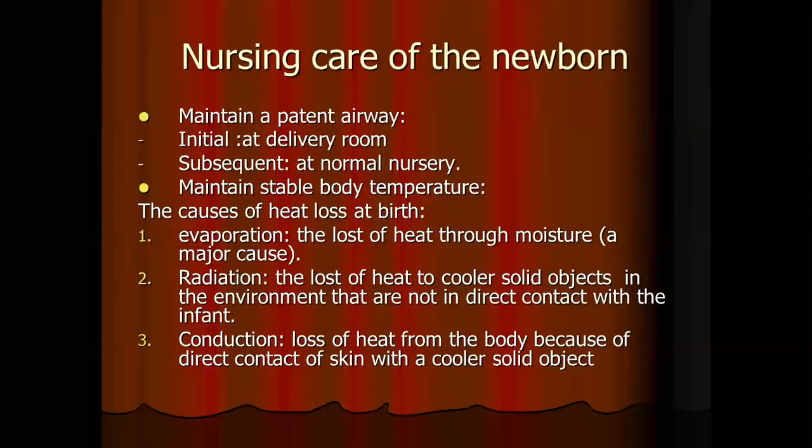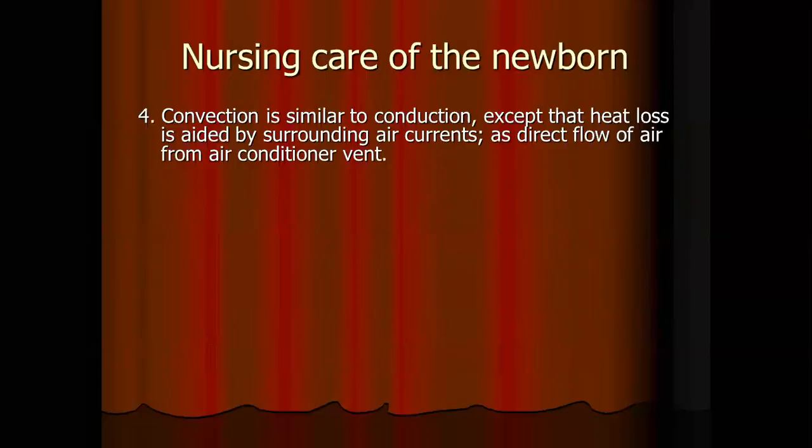Evaporation is the loss of heat through moisture, a major cause. Radiation is the loss of heat to cooler solid objects in the environment. Conduction is loss of heat from the body because of direct contact of skin with cooler objects, so the child should not be placed directly on any objects. Convection is similar to conduction, except the heat loss is aided by surrounding air currents, such as direct flow of air from an air conditioner, ventilation, below the fan or near the window, which affects the child's temperature maintenance.